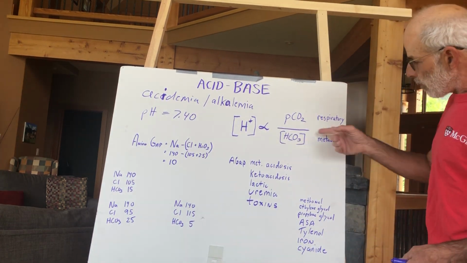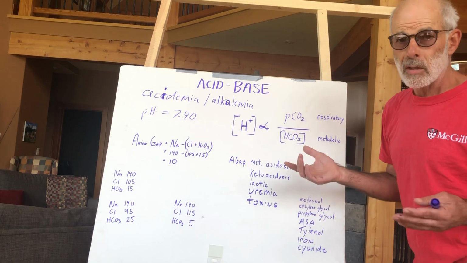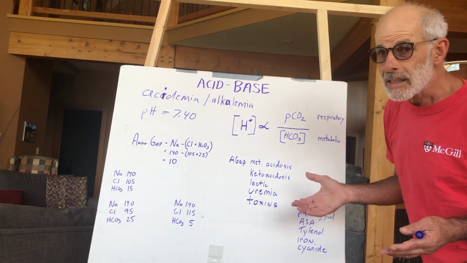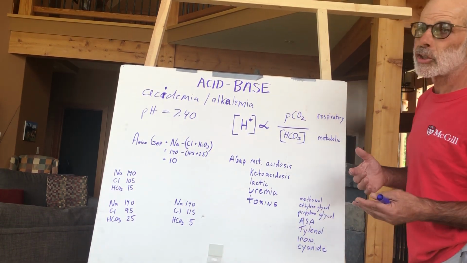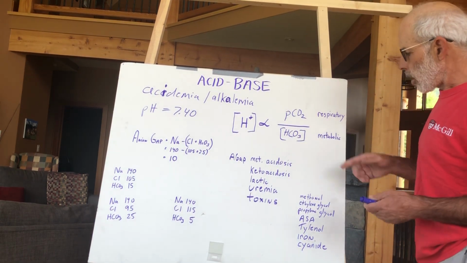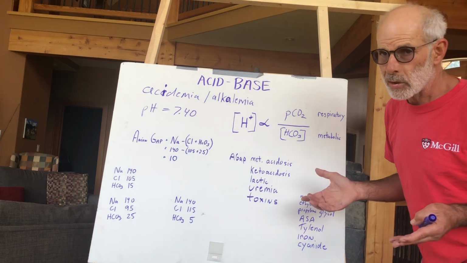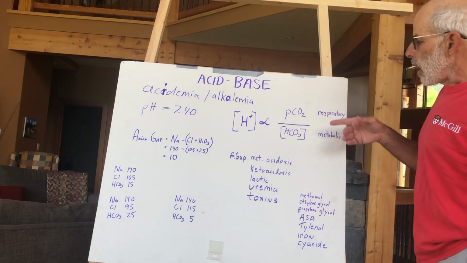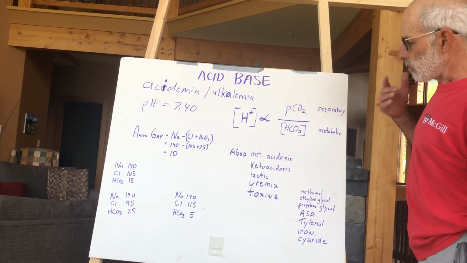On the metabolic side, of course, the bicarb is controlled by the kidney. It's an hour-to-hour correction of a buffering system. But anything that affects the bicarb is called a metabolic process. So we're talking about a metabolic alkalosis versus acidosis.